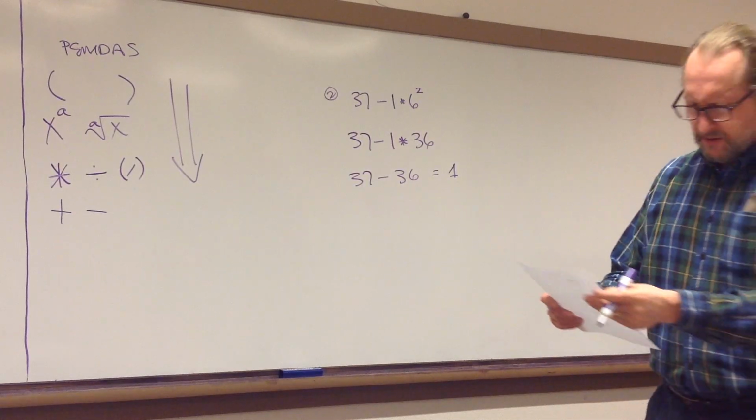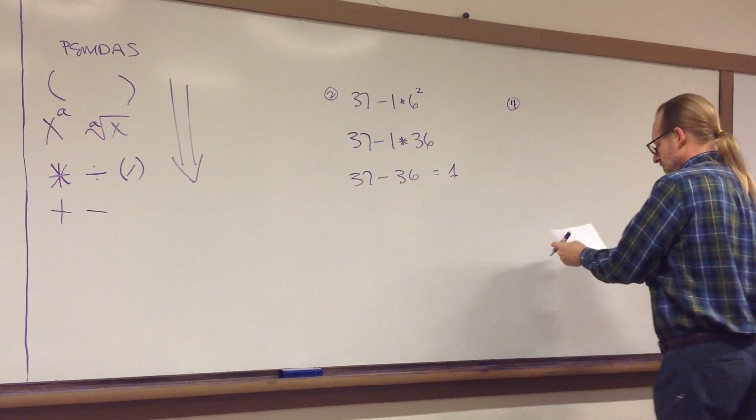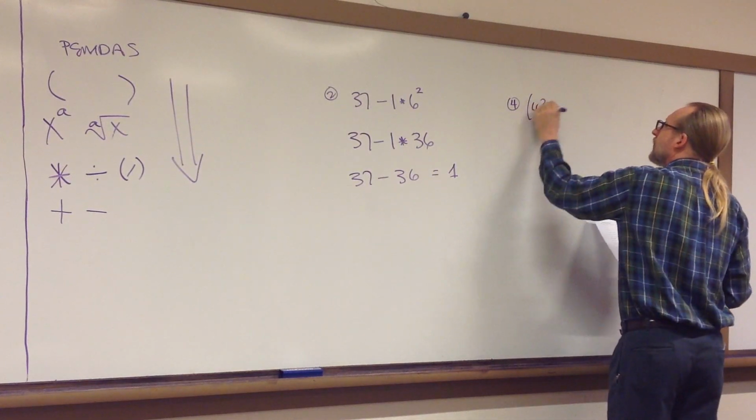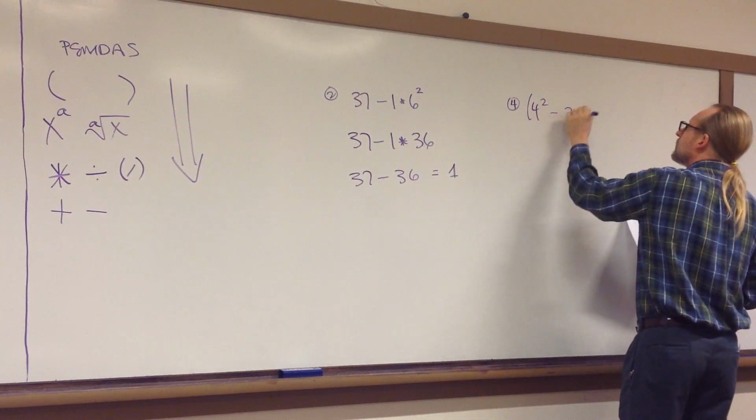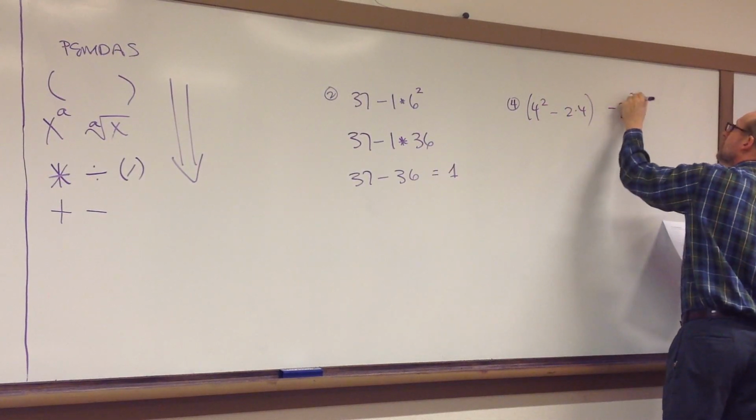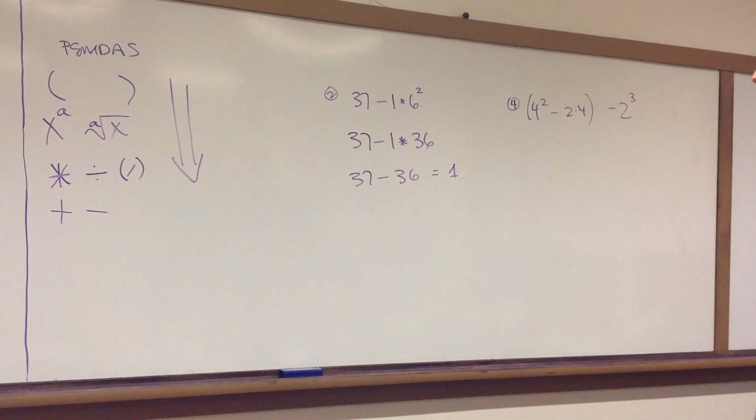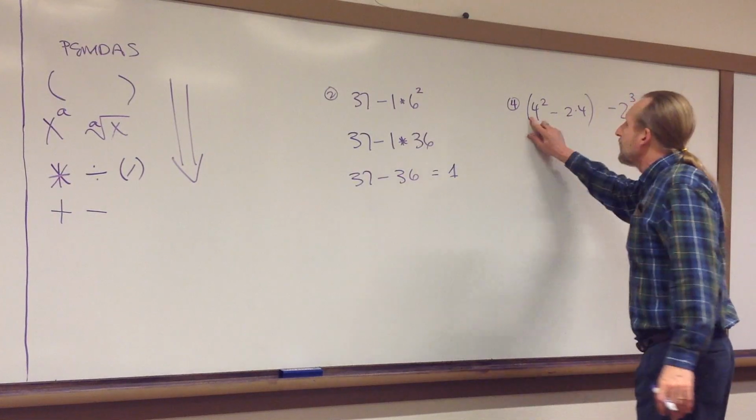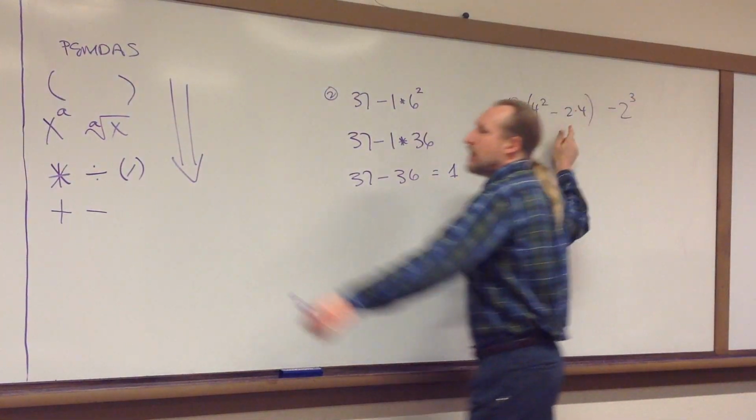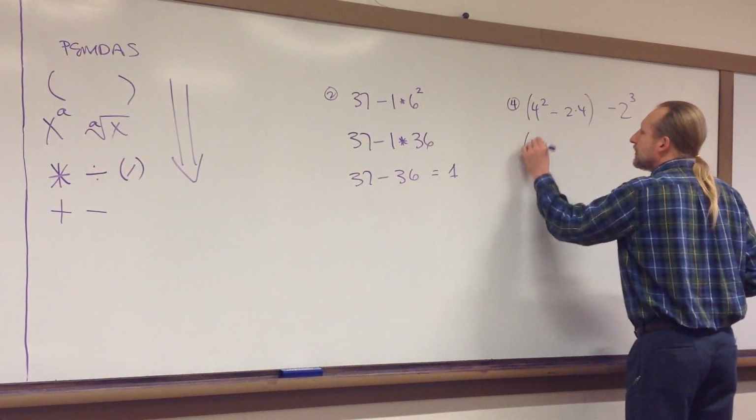All right, let's look at problem 4. What do we have here? 4 squared minus 2 times 4 minus 2 to the 3rd power. Okay, well here we do have a set of parentheses, so let's work inside the parentheses first. Inside the parentheses, we follow this order of operations. So we want to do the exponent first.